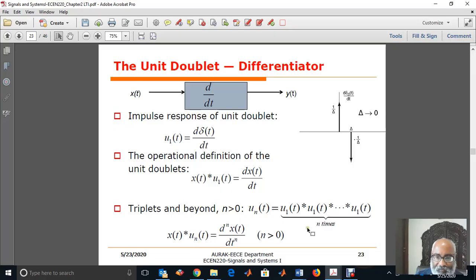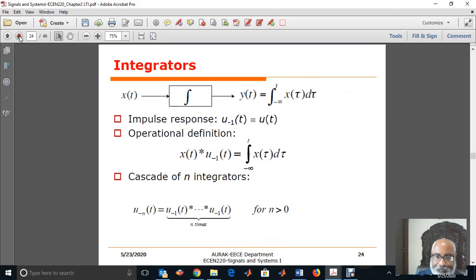So if I cascade many differentiators, of course, if I have n differentiators, I will have the nth derivative of x(t). Another is the integrator. The integrator function is, as we saw in an example before, the unit step, denoted as u subscript minus 1(t). This is just a notation, don't be confused. u minus 1(t) is equal to u(t), the unit step.